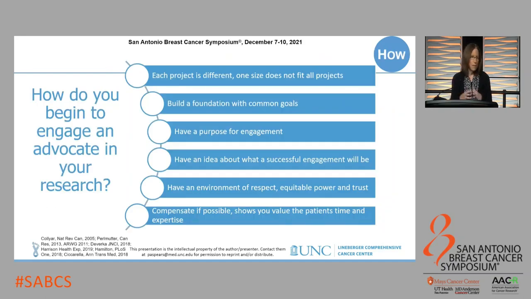This has been a big conundrum, and I thought long and hard about this, and I've got some of these statements from different articles that have been written by other advocates. I think it really is about building a foundation of knowing what you need for your project, having common goals and a purpose for engagement, and really making sure that it's a good engagement for both sides, coming both ways. Having an environment of respect is so important. And then compensate if you can. I think it's becoming critical that the more patients are engaged in research, compensating them for their time and effort is becoming really important.